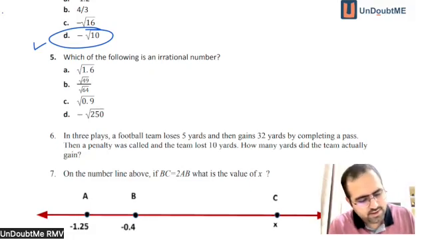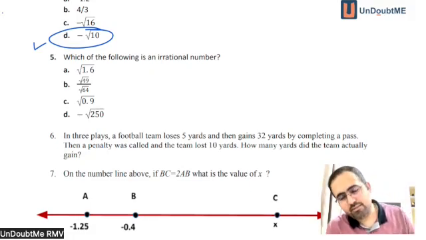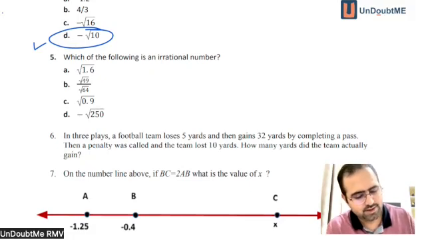There are three options which are the same and only one option which is the odd man out. B is the only option which is the odd man out. So the question would have been: which of the following is a rational number? B is the answer for that.